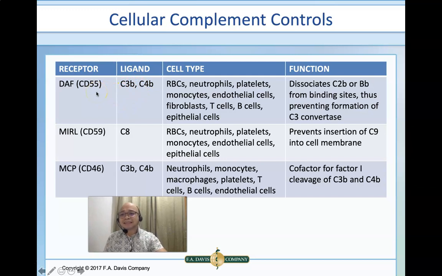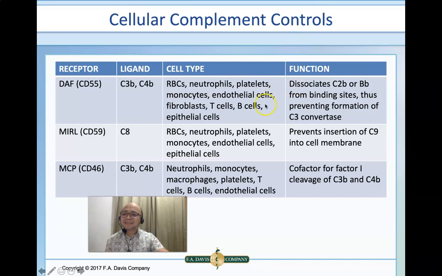So what are the cells that will have DAF? This includes RBCs, neutrophils, platelets, monocytes, endothelial cells, fibroblasts, T cells, B cells, and epithelial cells. DAF primarily functions to dissociate C2b or factor B from the binding site, thus preventing the formation of C3 convertase. So again, if there's no C3 convertase, C5 will not be cleaved. If C5 is not cleaved, then there's no cell lysis.